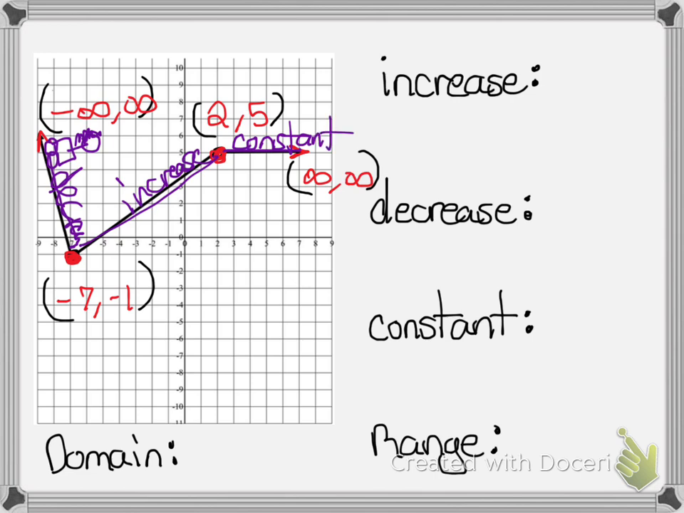So when I ask myself, where am I increasing? Well, I'm increasing from here to here. So I'm only going to focus on the x values. That'll be negative 7 to 2.